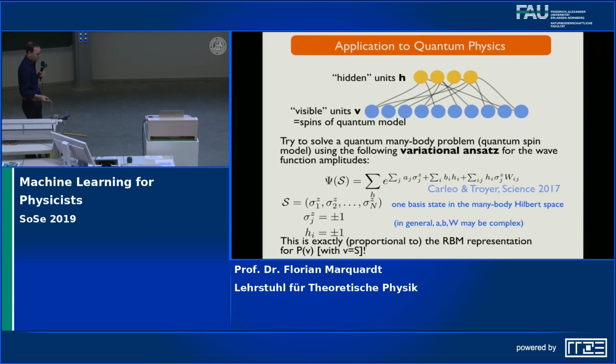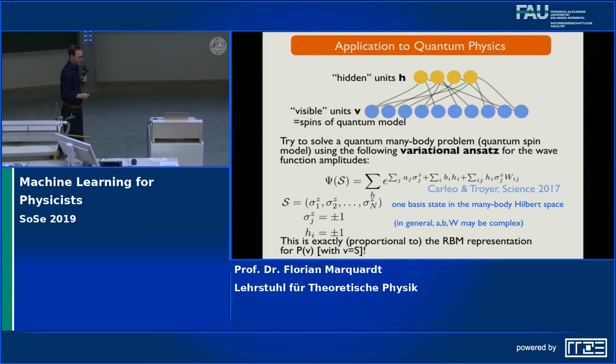And of course, over the years, people have invented many different variational ansatz wave functions. Now, these people here were inspired by restricted Boltzmann machines to invent a new variational ansatz for wave functions. And so it works like this.